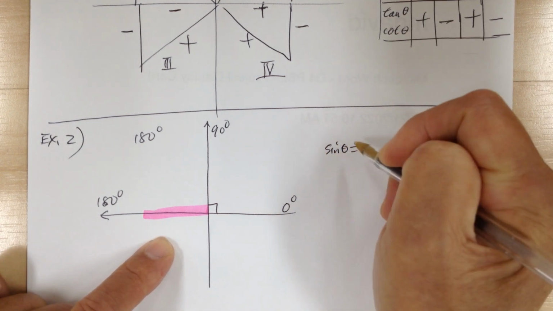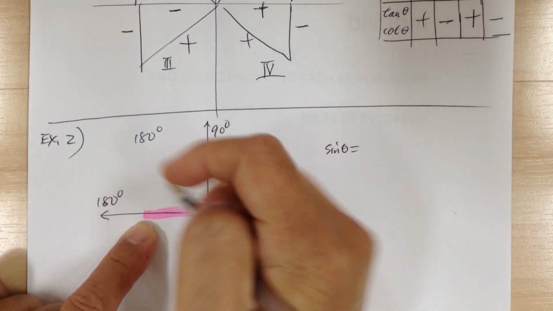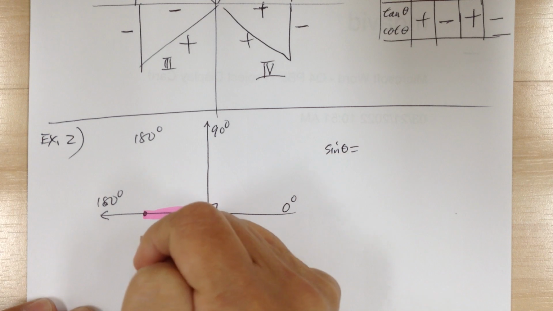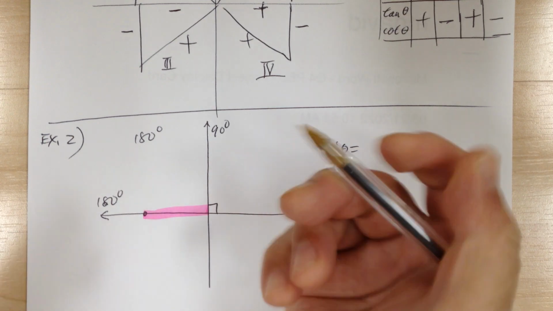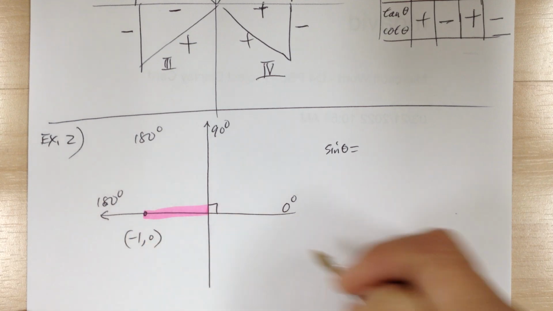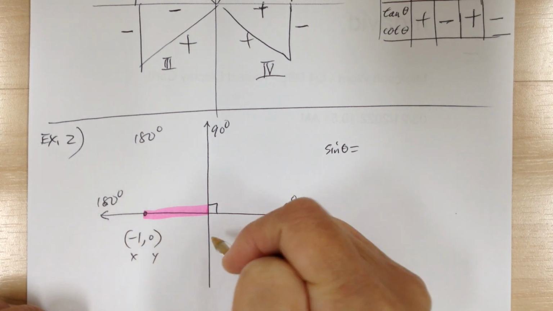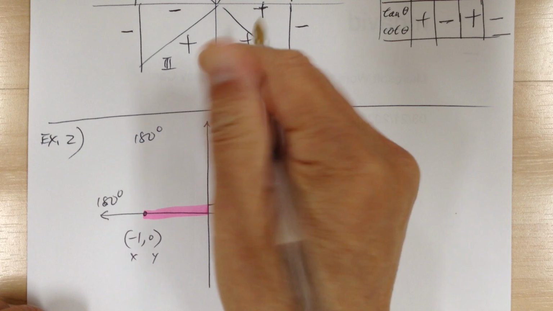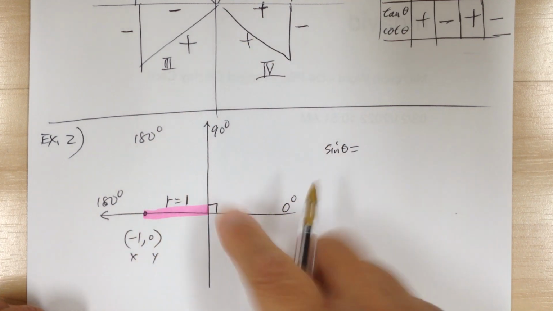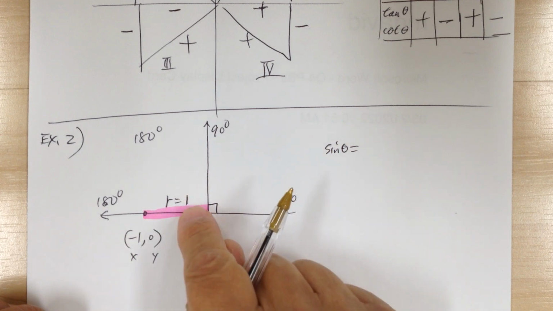So sine theta is vertical. So what you do is you can just pick a point, like right over here, and let's use the lowest integer. So this would be negative 1, 0. Okay, so that's your x and y, and remember, r is a radius, right? So in this case, r equals 1. R is a radius and it's a distance, so it's always positive.